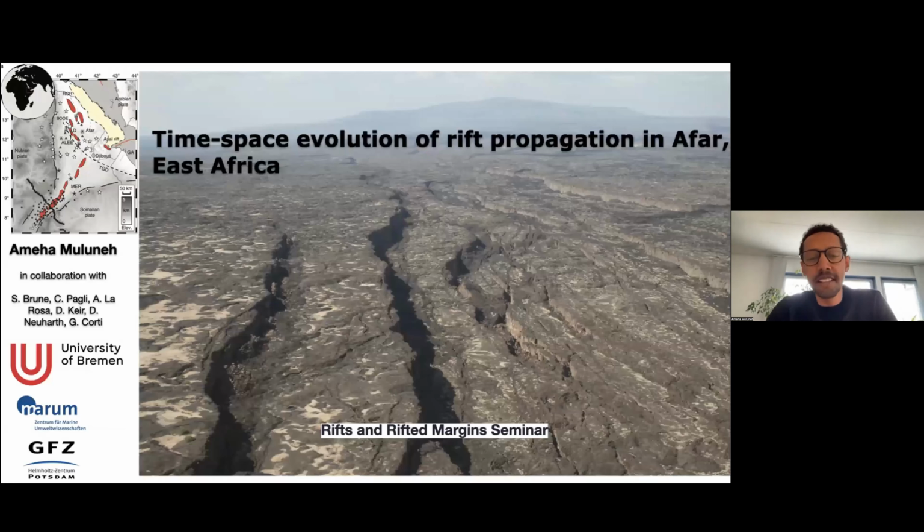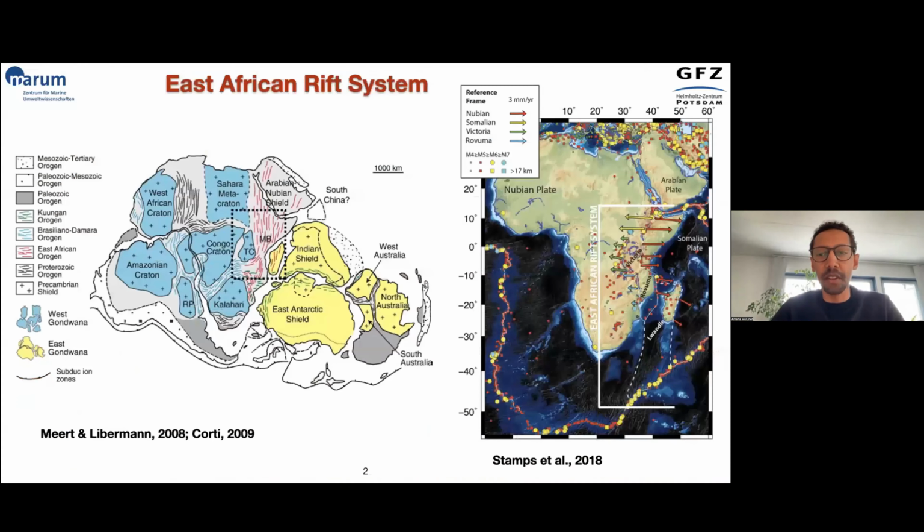So what we see here is a photo showing a beautiful fault setting in the northern Afar, in the Dabahu and the Hararo segment. And this will be the topic of my talk for the coming 10 to 15 minutes.